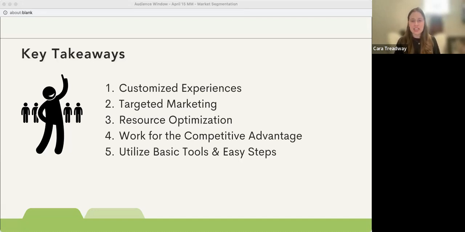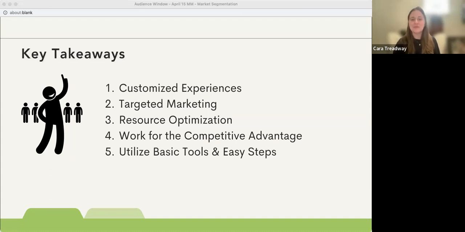Second, effective segmentation allows for targeted marketing efforts, so you're ensuring that your promotional messages and communications resonate with the right people. Next, market segmentation allows you to optimize your resources, which leads to more effective and efficient operations, as well as cost savings because your resources are not being wasted. Nobody's time is being wasted, but instead it's being allocated to groups of people that are highly interested in what you have to share.